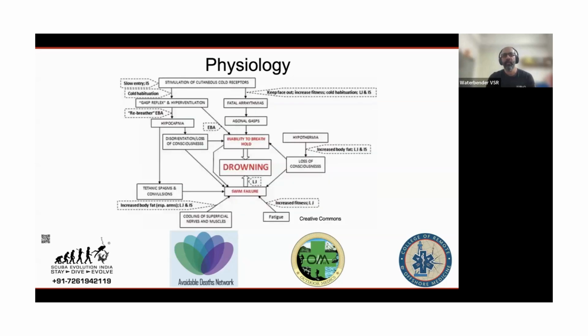Okay, this is a slightly more elaborate image of the physiology that causes drowning, and I'll cover this as we go further. I'm just leaving this for a few seconds for you all to take a look.